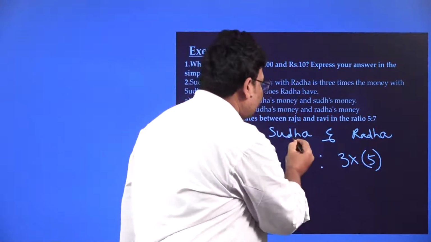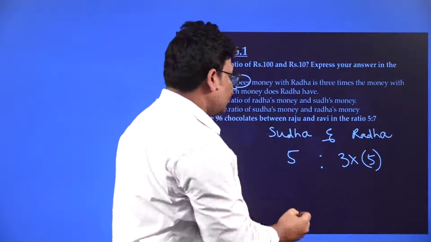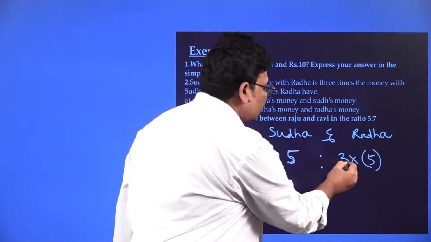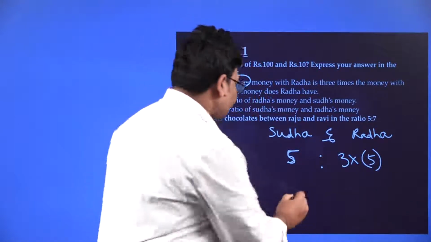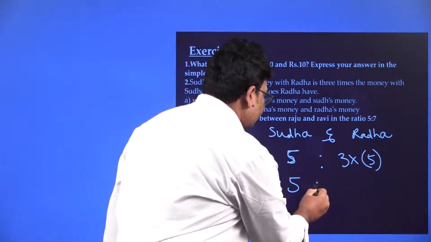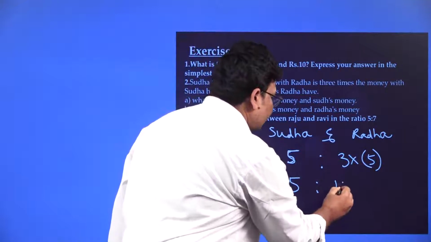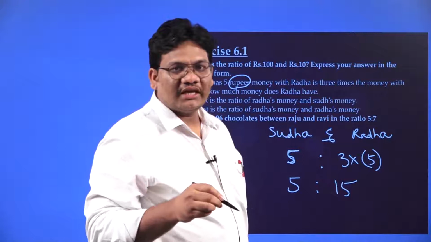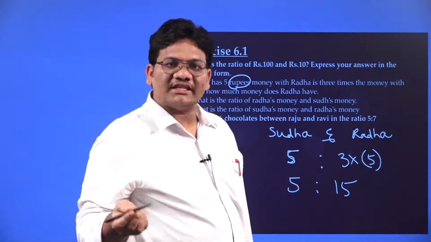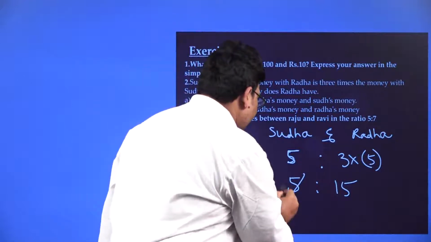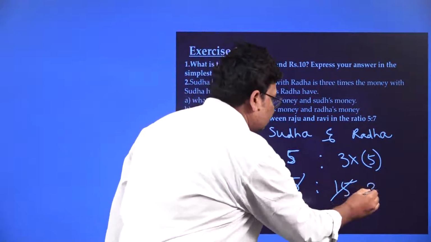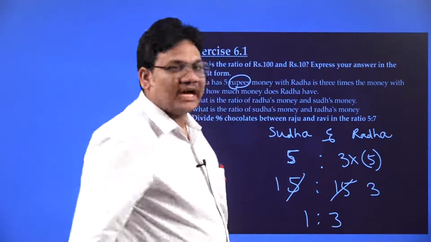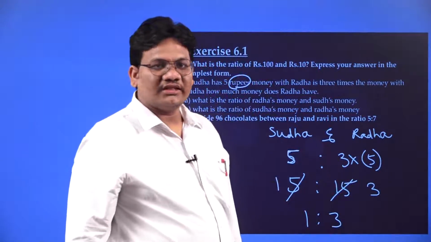The ratio between Sudha and Radha is equal to 5 is to 3 into 5. 5 is to 3 fives are 15. So instead of writing A is to B as A by B, we can cancel directly. 5 ones are 5, 5 threes are 15. So 1 is to 3. The answer is 1 is to 3.